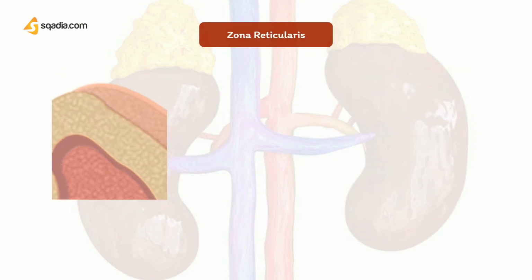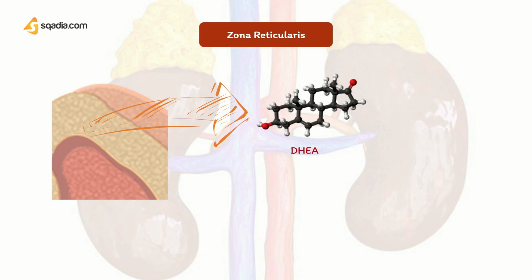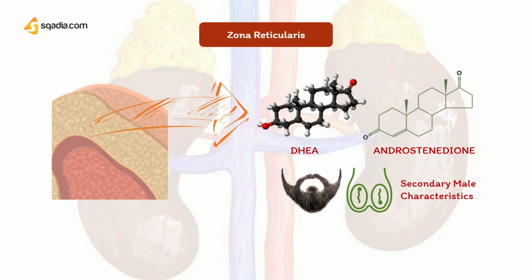Moreover, we have the third layer, which is the zona reticularis. It is the innermost layer of the adrenal cortex. It produces androgens, which includes dihydroepiandrosterone, and a precursor of testosterone, which is known as the androstenedione. The functions of these androgens is to stimulate the development of male characteristics. But do remember one thing: androgens are present in both males and females as well.